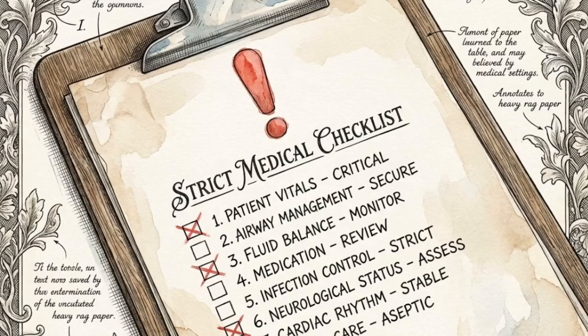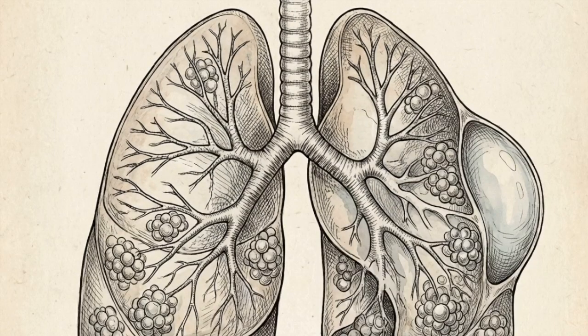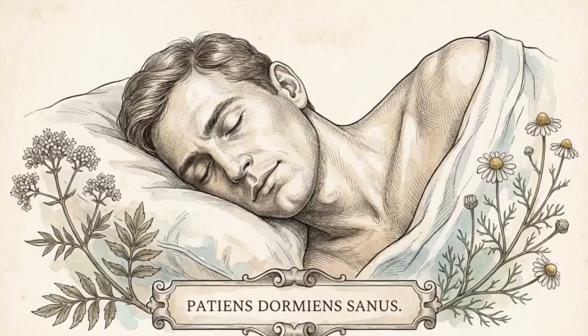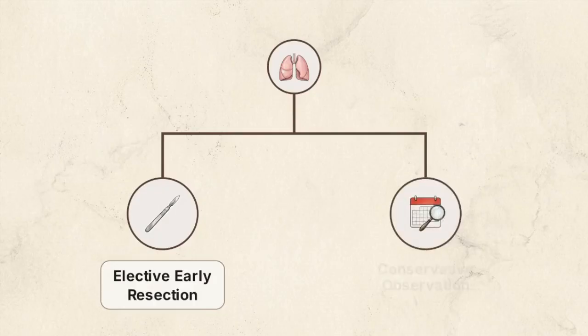The criteria for mandatory surgical intervention are strict. Resection is required if the lesion occupies over 20% of the hemithorax, presents with multifocal cysts, or is complicated by a concurrent pneumothorax. The clinical debate centers entirely on asymptomatic patients. Teams must decide between elective early resection of the lung tissue or a prolonged period of conservative observation.